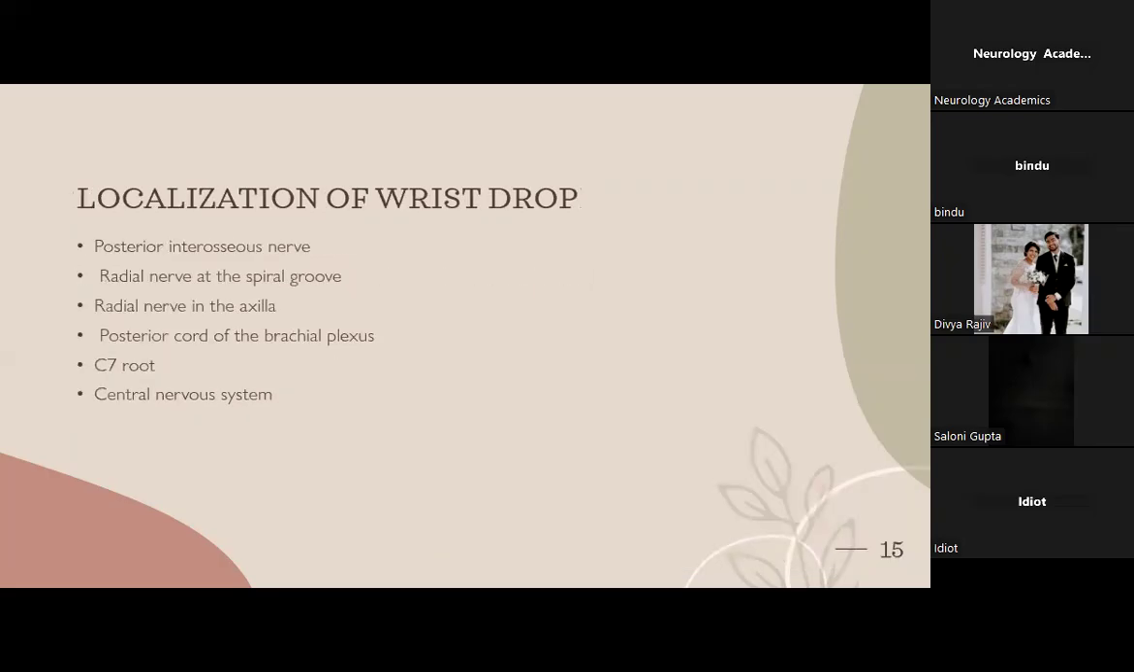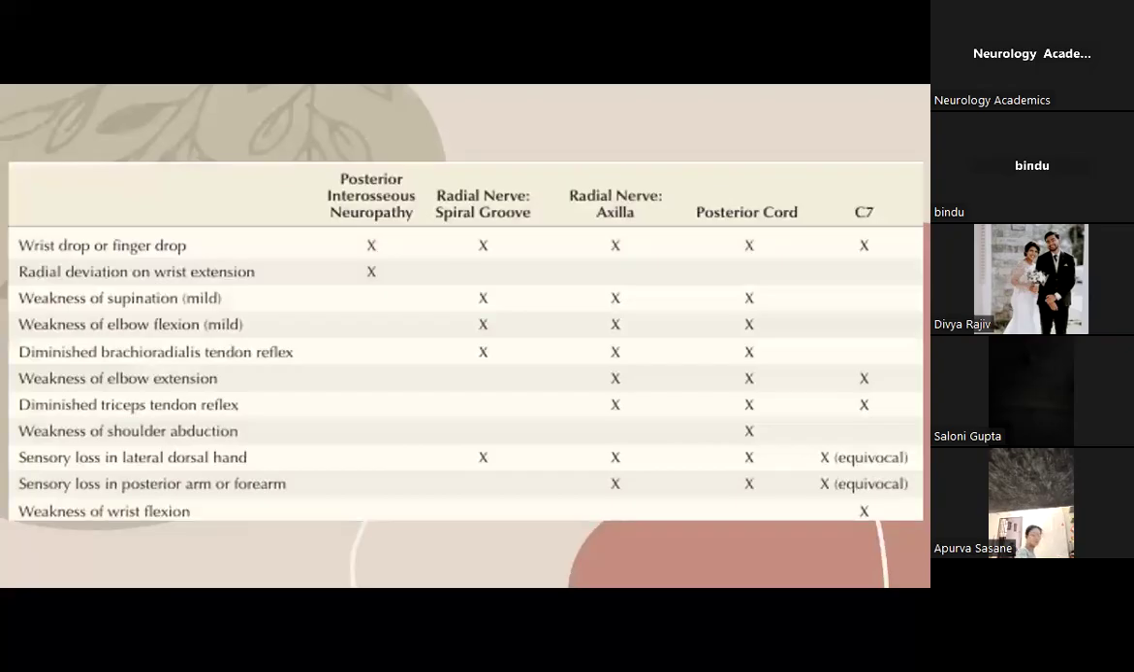Coming to localization of wrist drop. As we discussed in the above slides, it can be the posterior interosseous nerve or the radial nerve at the spiral groove, or the radial nerve in the axilla. It can be the posterior cord of the brachial plexus, the C7 root, or even central nervous system lesions can cause wrist drop. What are the clinical differentiating features of wrist drop in various etiologies?